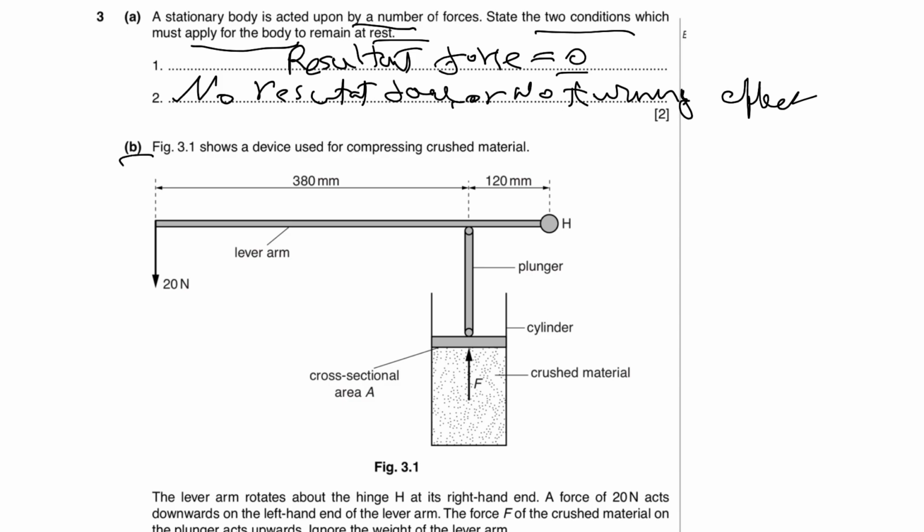Now we are going to solve part B of the question. This is a mathematical question. Figure 3.1 shows a device used for compressing crushed material. Here they have given the lengths, and here 20 Newton. The lever arm rotates about the hinge H at the right hand end. A force of 20 Newton acts downward on the left hand side of the lever arm. The force F of the crushed material on the plunger acts upward. Ignore the weight of the lever arm.